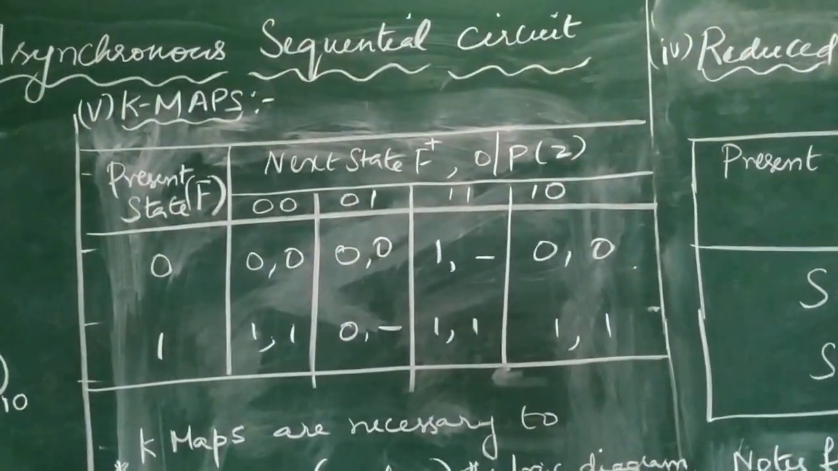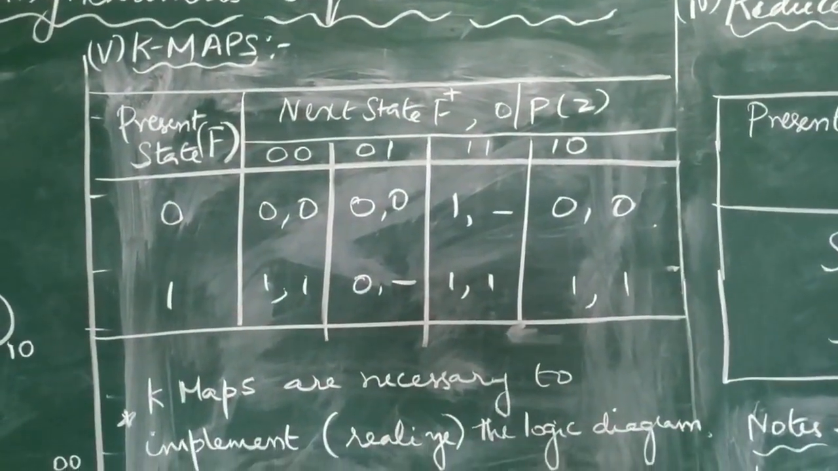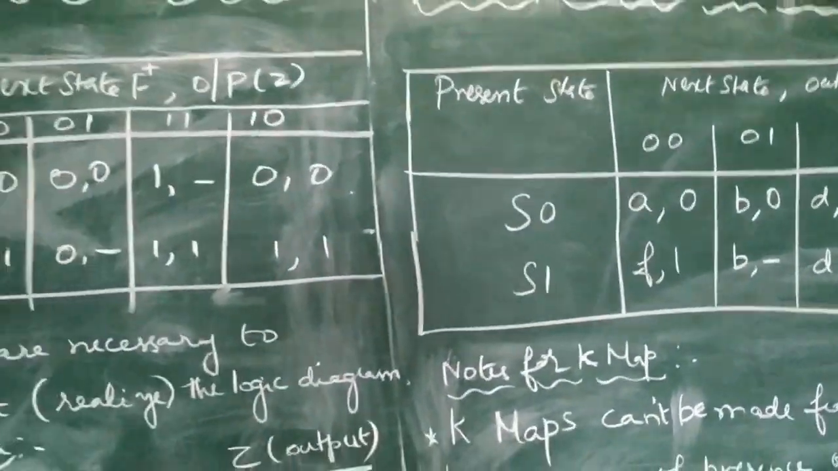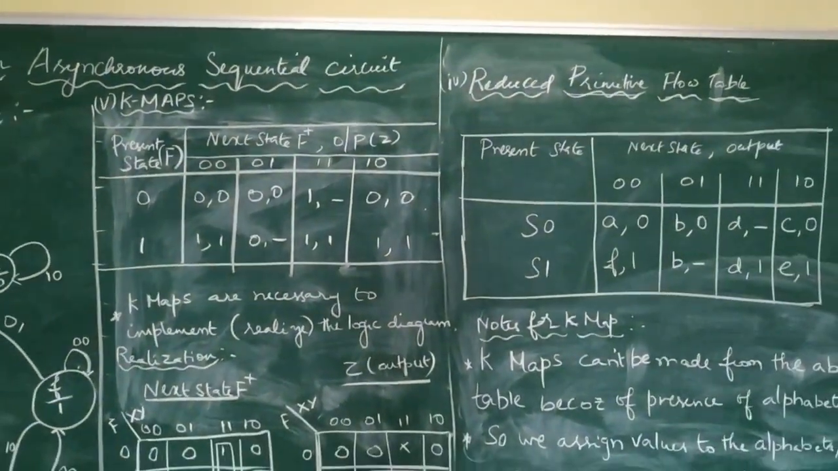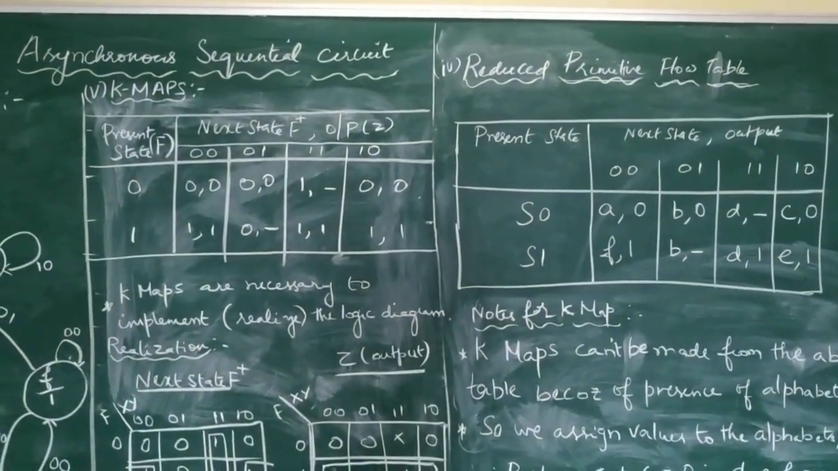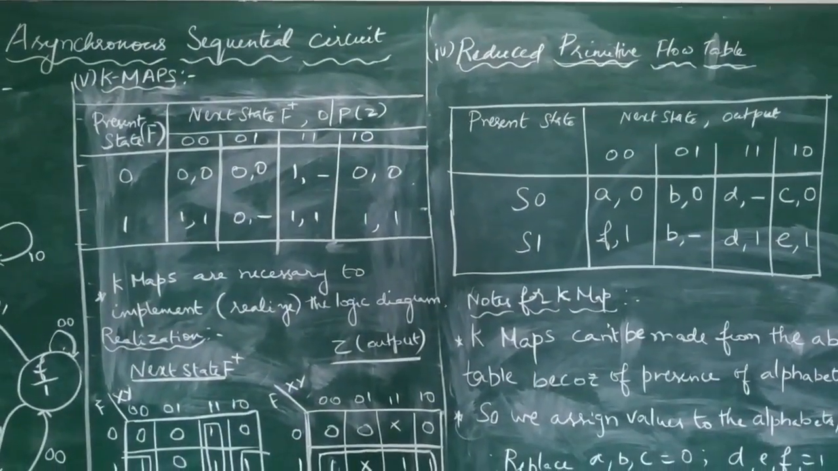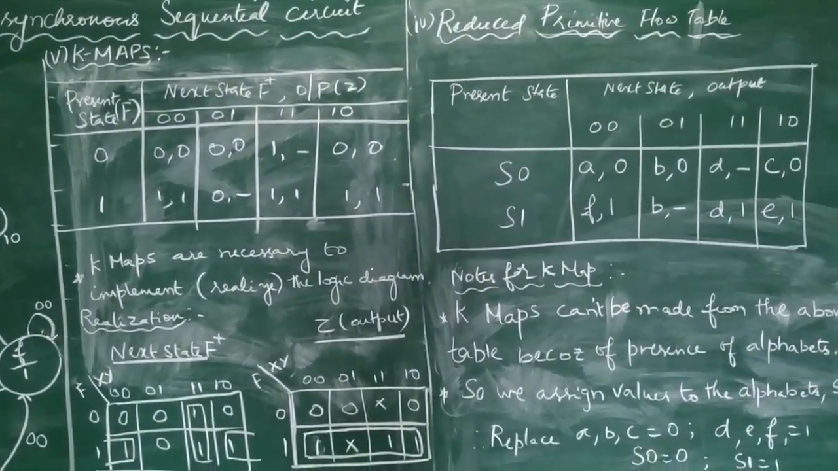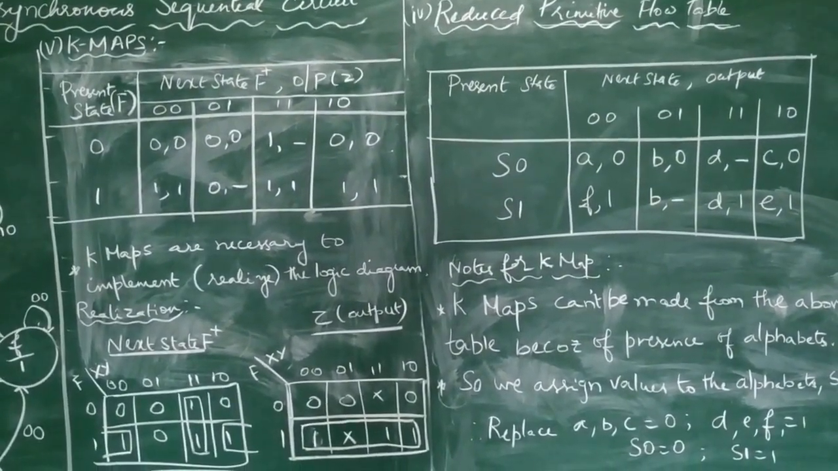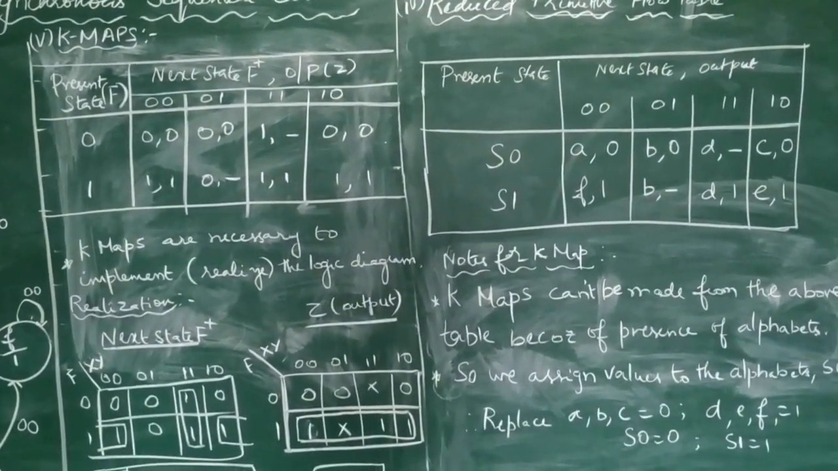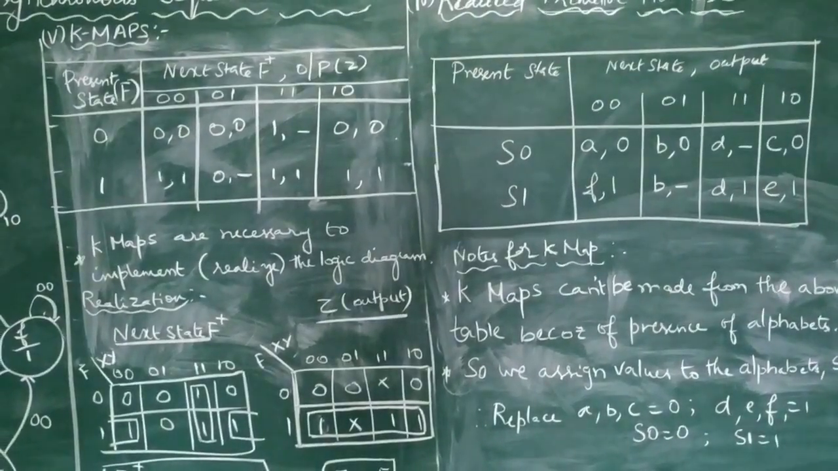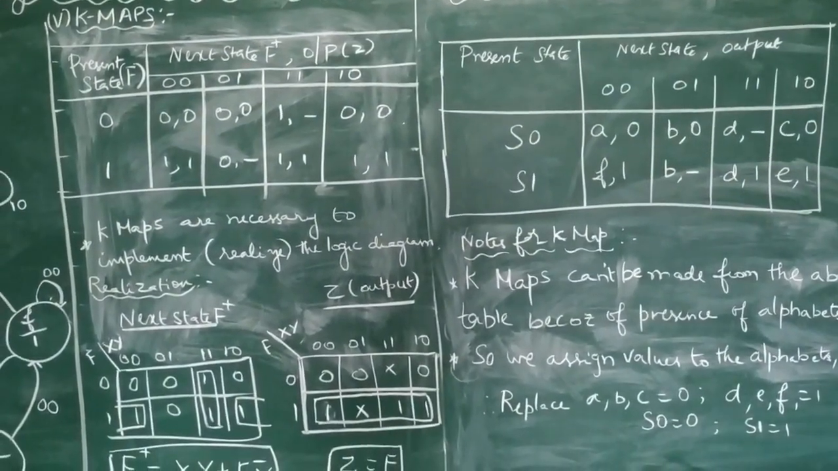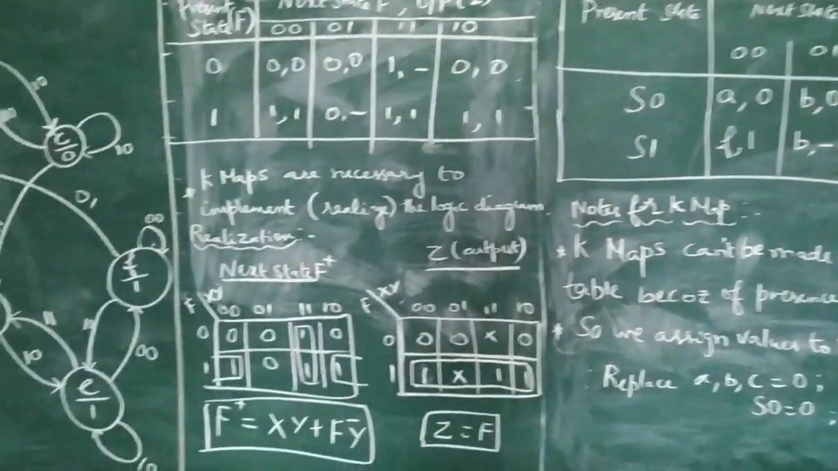Okay. This is the new form of the reduced primitive flow table with which we are going to work out the K-maps. If you see here, S0 is 1. I'll show you both the tables together. You can compare. S0 is 1 in the present state, S1 is 1. And then A, B, C are replaced with 0. You can see here, first column, second column and the fourth column. And then E, F, D, E, F are replaced with 1. You can see the last row, F, E, D columns are replaced with 1. So with this we go for the K-maps.